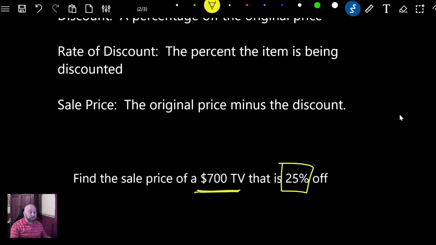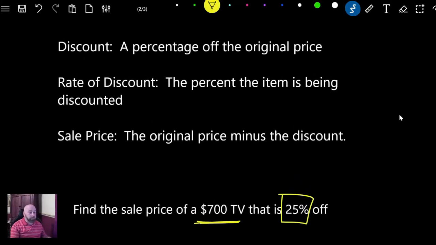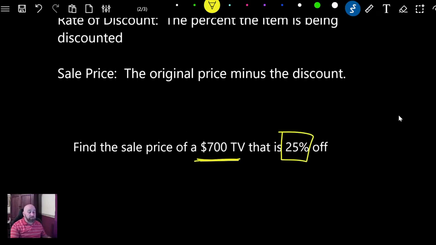Well, we don't know our discount yet. That's what we're looking for. What is the rate of discount? 25%. What is the sale price? Well, we don't know that yet either. The only thing that we know is the original price. Okay? So we have the original price and we have the rate of discount.